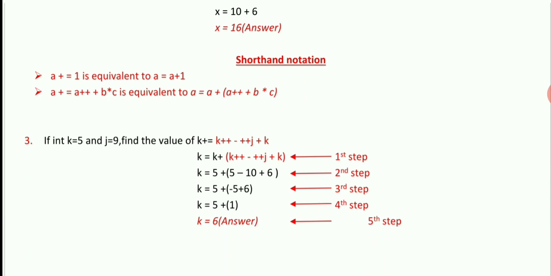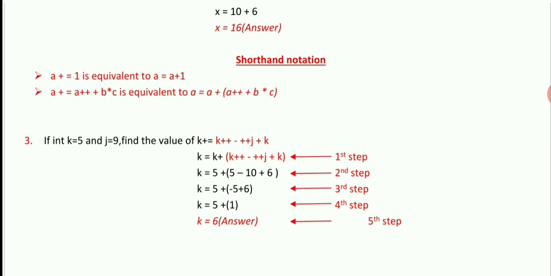If int k equals to 5 and j equals to 9, find the value of k +=, which is a shortened notation, equals to k++ - ++j + k. The first step is we expand the expression, and whatever is there in the right hand side, we write it inside the bracket. So in this first step, we write k = k + (k++ - ++j + k).